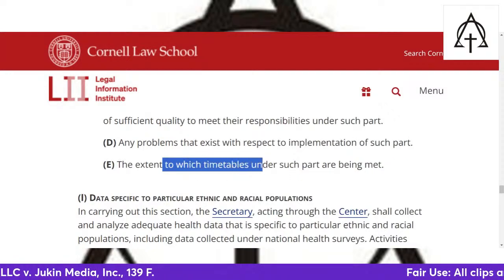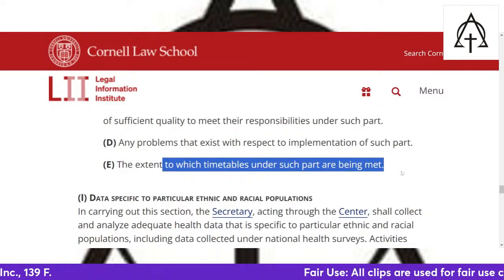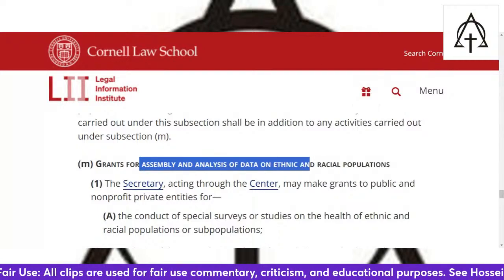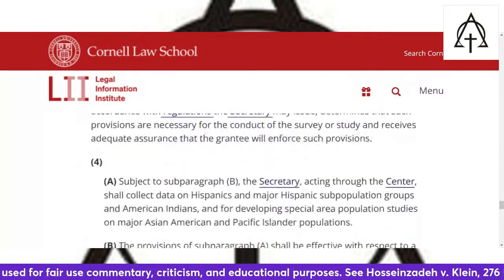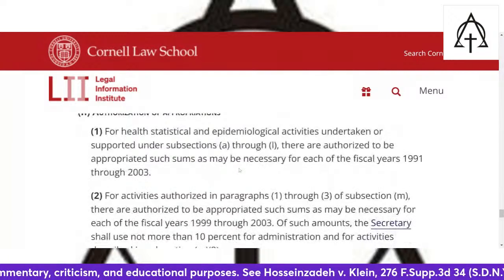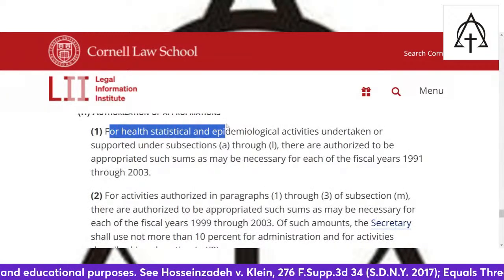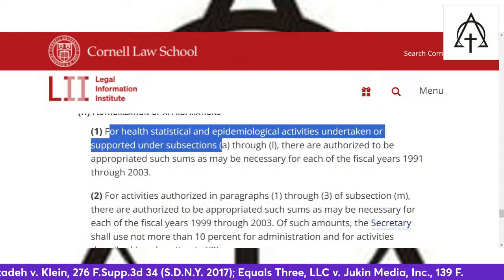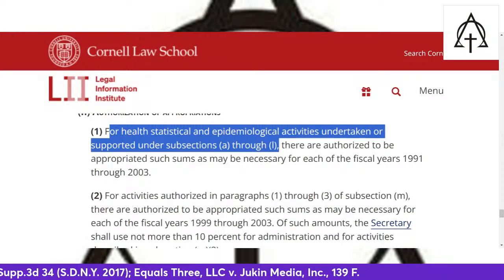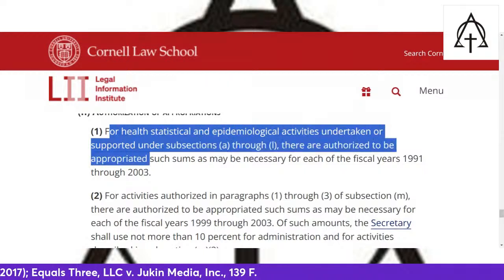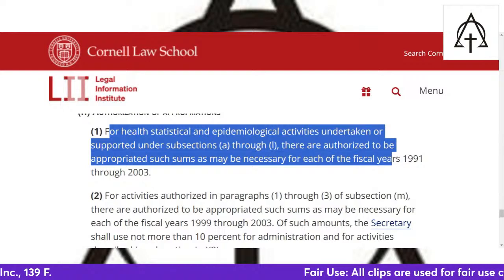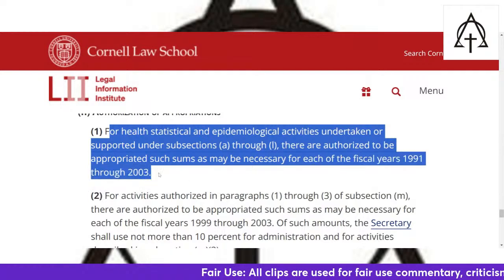To the extent which timetables under such part are being met. Data specific to particular ethnic and racial populations. Grants for assembly and analysis of data on ethnic and racial populations. Authorizations and appropriations for health, statistical, and epidemiological activities undertaken or supported under subsections A through L. They are authorized to be appropriated such sums as may be necessary for each of the fiscal years 1991 through 2003.